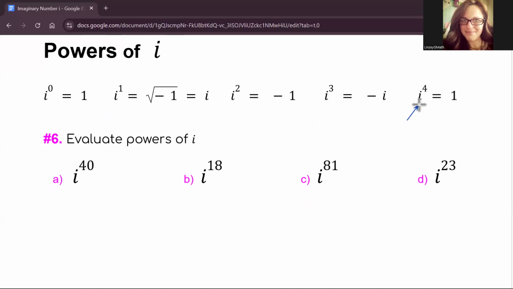And then we repeat. i to the fourth is 1, going back to i to the 0. i to the fifth power would be i. i to the sixth power would be negative 1, and so forth and so on. So let's take a look at evaluating i to the 40th power. We're going to divide the exponent by 4, and we get 10 remainder 0. Since we got remainder 0, i to the 40th power will be equal to 1.